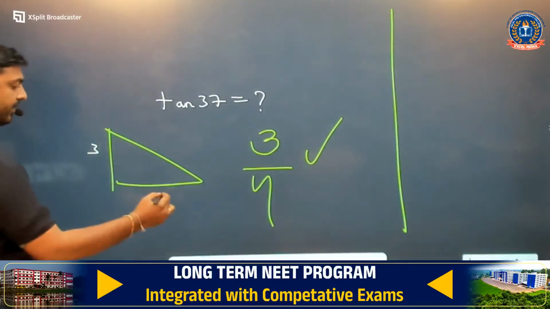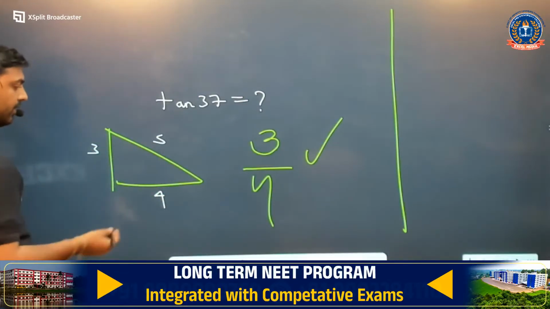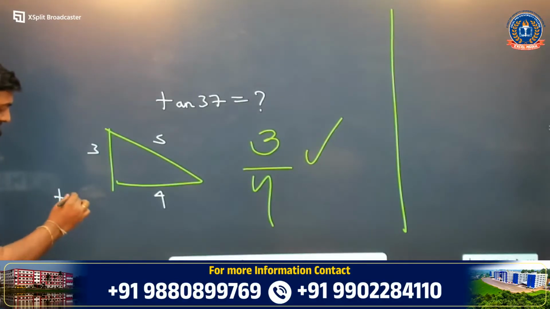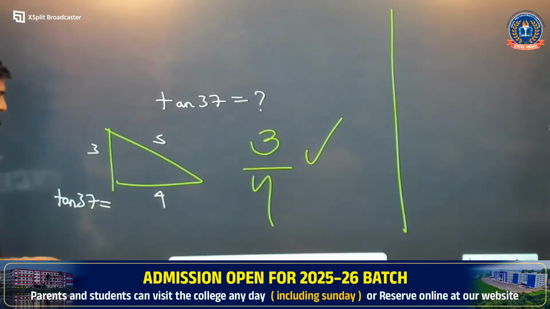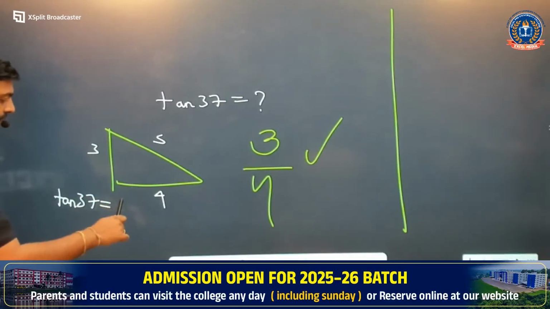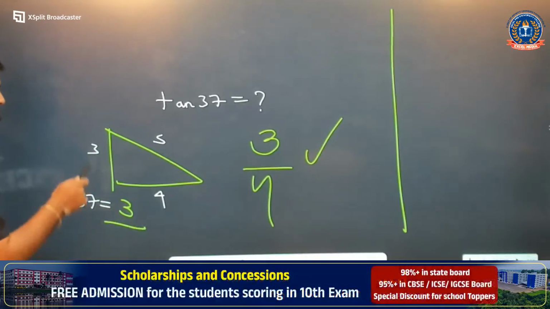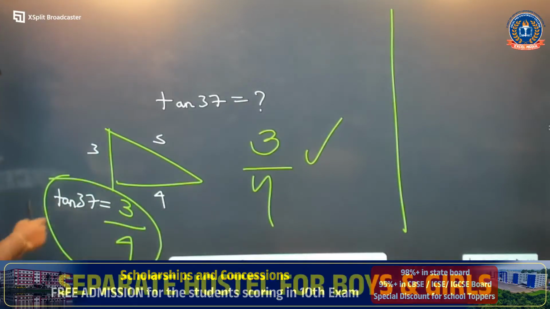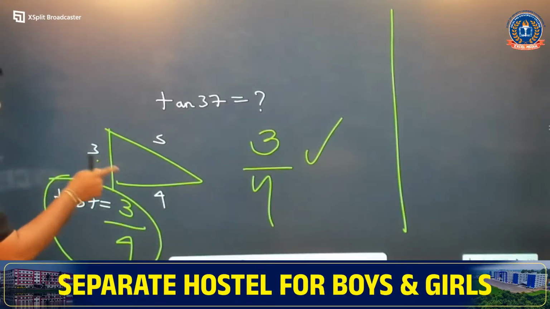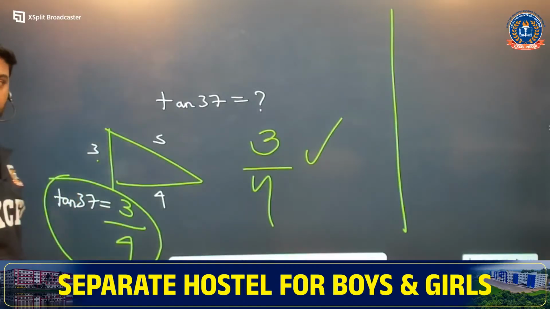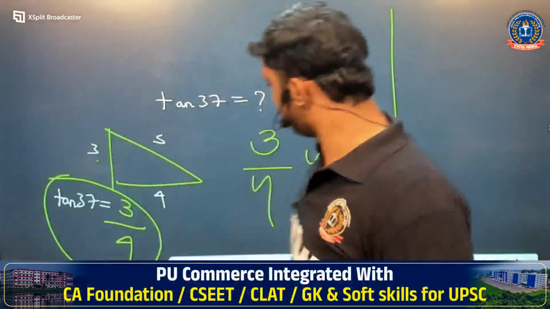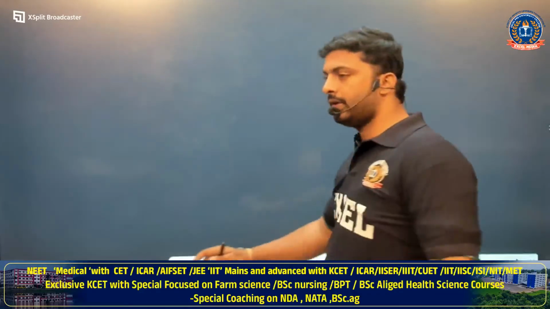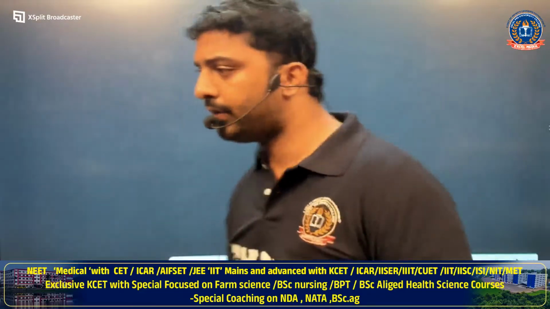We have 3 here, we have 4, we have 5. What is tan function? If asked tan 37, what is the opposite side? 3. Opposite by adjacent, 3/4. What is tan theta? Opposite side by adjacent, so 3/4. Okay, so we know two angles.